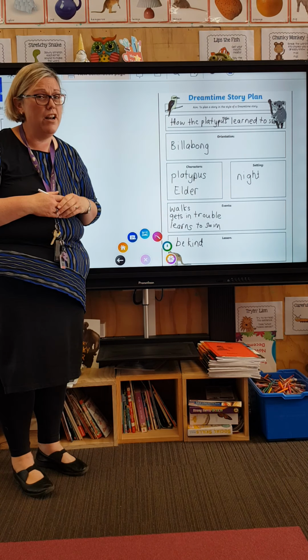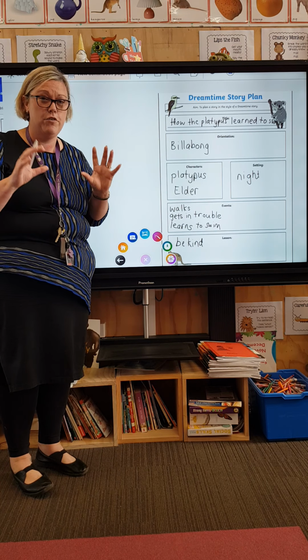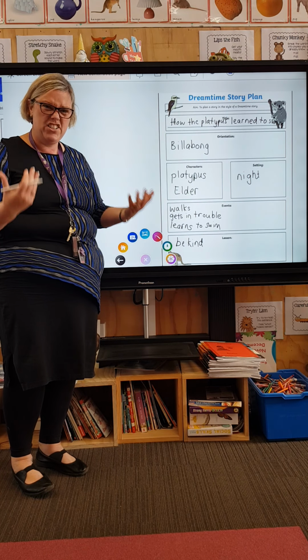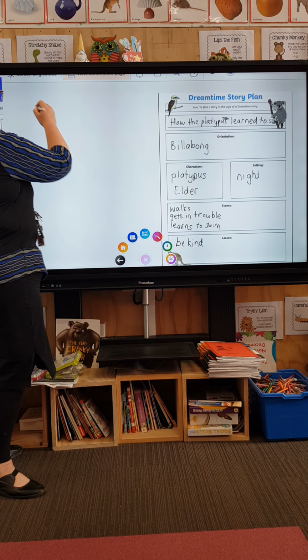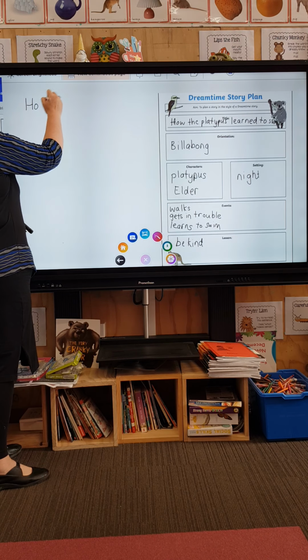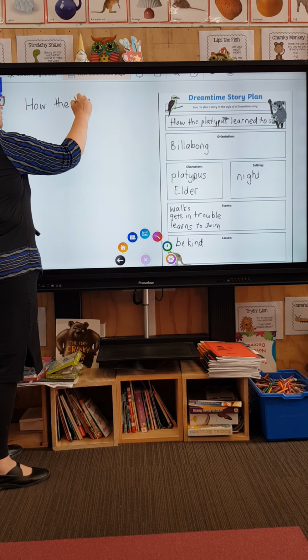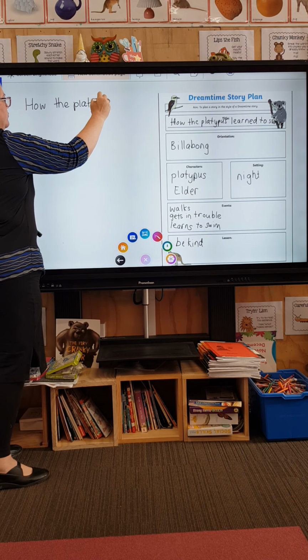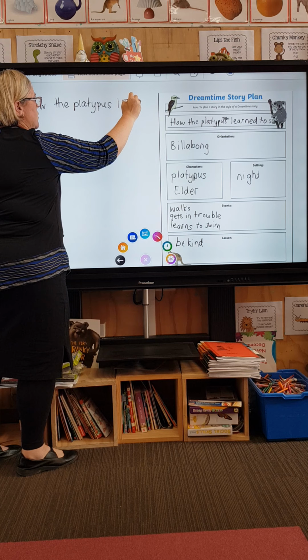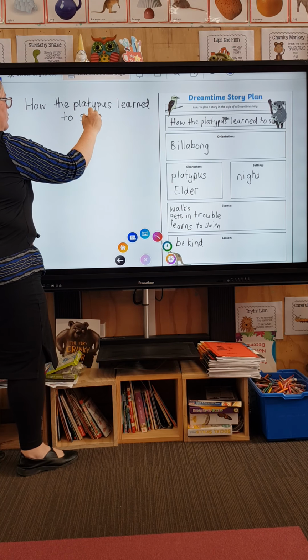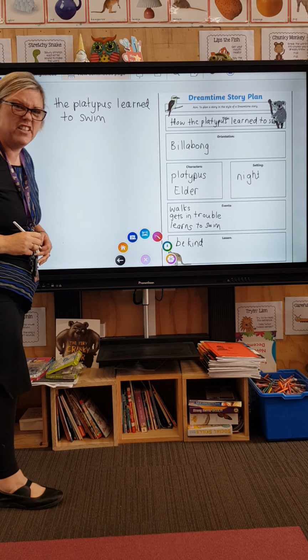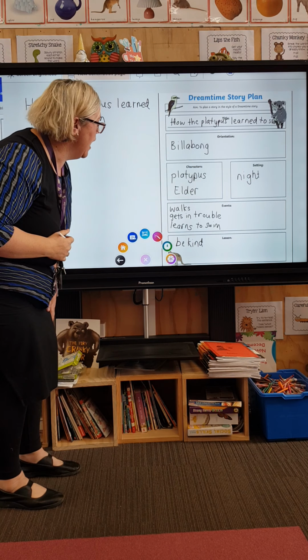I don't need to write a very long story. It's okay, don't feel pressure to fill up a page. Let's just see what we know. So I've got my story title, which I will write very quickly. And it's okay if it's messy because it's our rough copy.